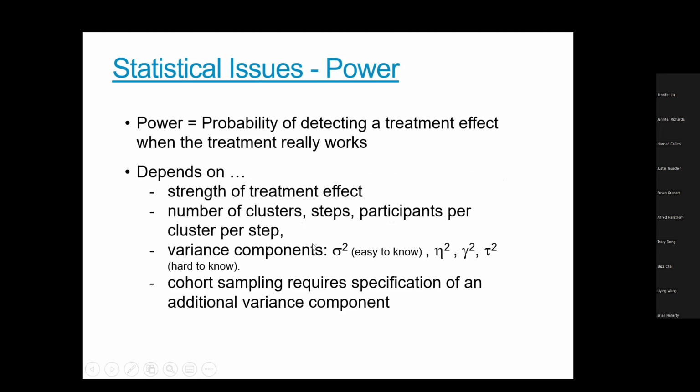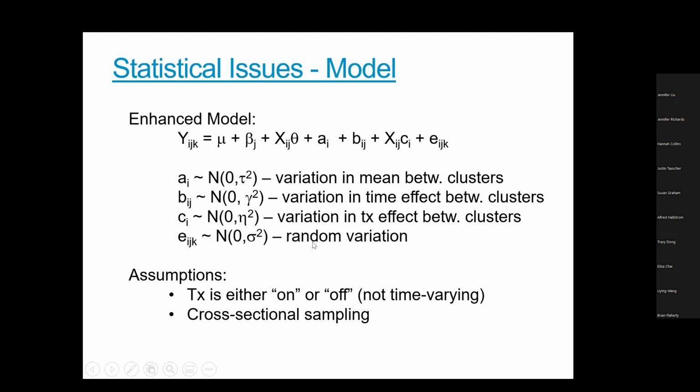The other part is, we talked about this wonderful enhanced model, but it has all these things that we call variance components. We talked about the variation in the mean between clusters. Okay, what's the variation in the time effect between clusters? What's the expected variation in the treatment effect between clusters? You might think, if I knew all this, I wouldn't have to do the darn trial.